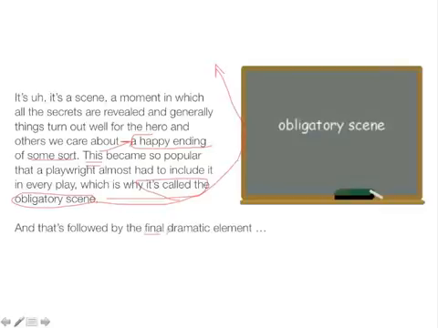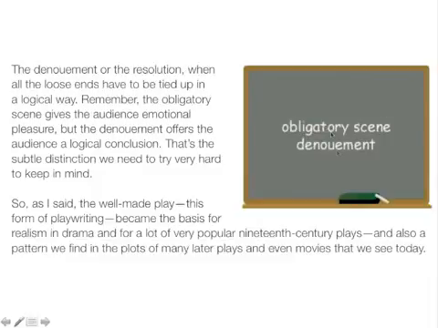Again, notice another clear signal, final dramatic element, and that once again the screen will change over here to include the idea of the denouement. Now notice right away how the professor will use a simplified word to restate information that was just said before. The denouement or the resolution.